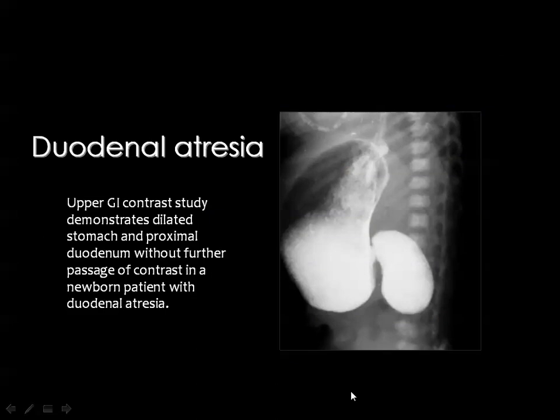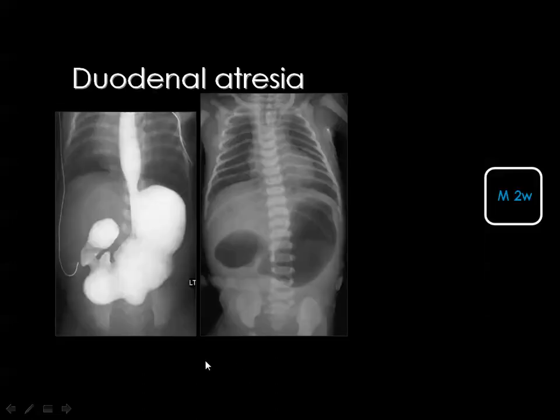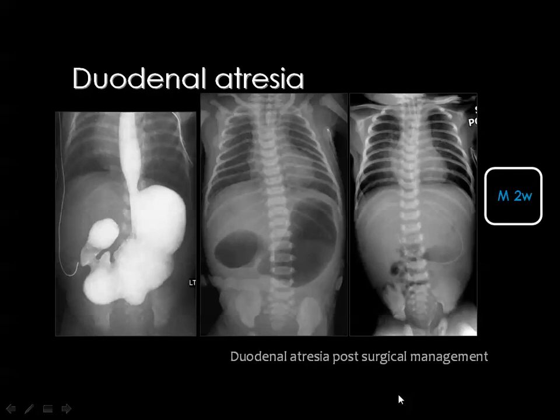This is also a classic example of duodenal atresia. The stomach is dilated and the proximal part is dilated, and there is absolute obstruction here. Another example of duodenal atresia, double bubble sign in the plain film, and after administration of barium, you can see barium in the dilated stomach as well as in the proximal part of the duodenum.